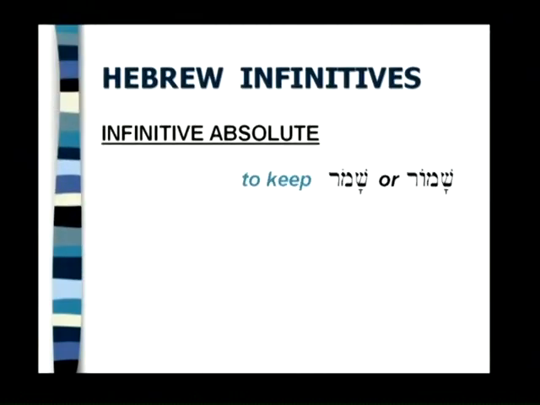The infinitive absolute has the form just like absolute. What's the first vowel in the word absolute? It's an A. What's the second vowel? O. Ab, A-B, so, S-O, okay, absolute. Keep that in mind because those are the vowels in the Hebrew infinitive absolute. Shamor, A-class vowel, O-class vowel. And the O-class vowel can be written fully or short.